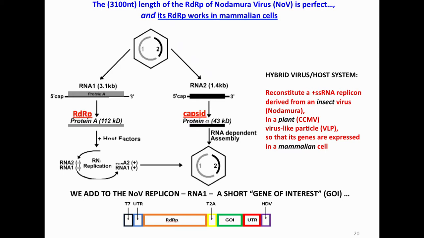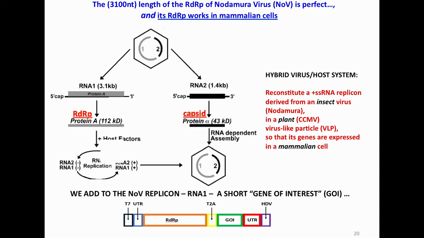We need to find an RNA virus whose replicase genes are short enough to be packaged by CCMV capsid protein. That's our next requirement. And we found an insect virus, Nodamura, very closely related to flockhouse virus, whose genome has a related but different structure to what I just showed you.